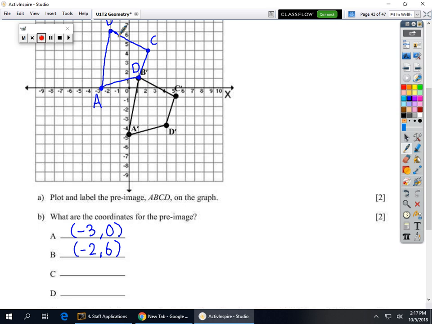All right, what about C? C is 2, comma, 4. Is that 4? 1, 2, 3, 4. Yep, that's 2, comma, 4. The last one is D. 1, comma, 1. D is the same as B prime. 1, comma, 1.